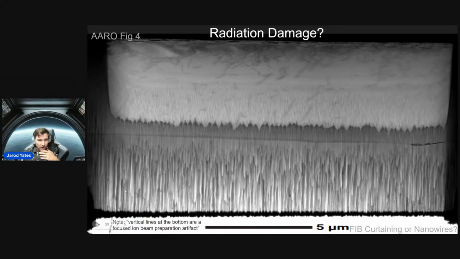Second part of this image, all these vertical lines you see at the bottom, AARO is saying that those are artifacts from the focused ion beam, which may very well be the case. I'll give them potential credit for that. It's called curtaining, focused ion beam curtaining.